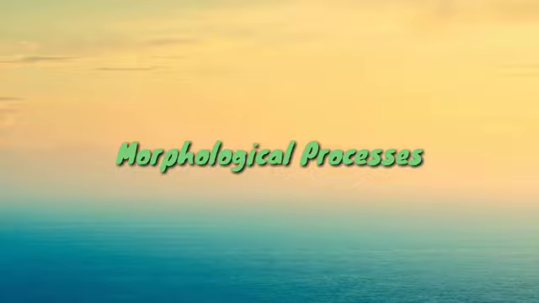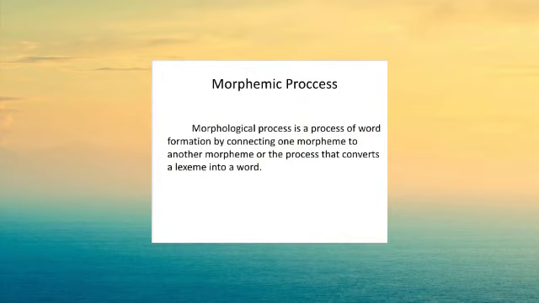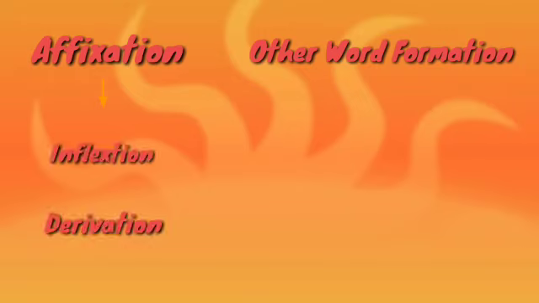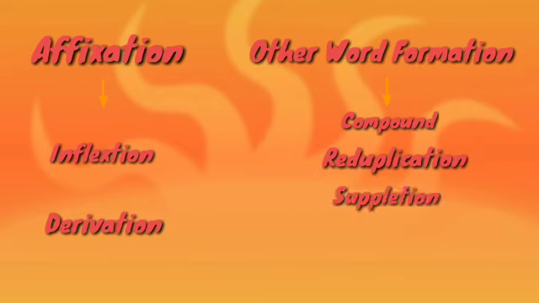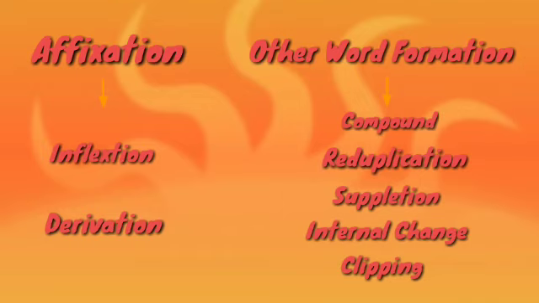Morphological process. Morphological process is a process of word formation by connecting one morpheme to another morpheme, or the process that converts a lexeme into a word. Morphological process can be by affixation or other word formation. Affixation can be inflection or derivation, while other word formation can be compounding, reduplication, suppletion, internal change, clipping, etc.